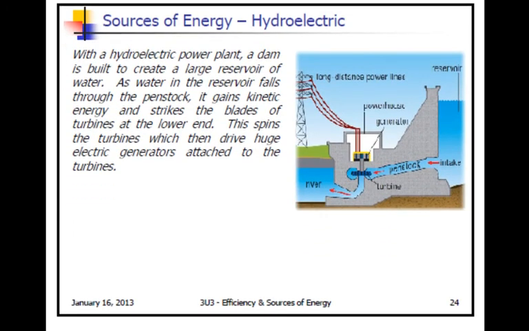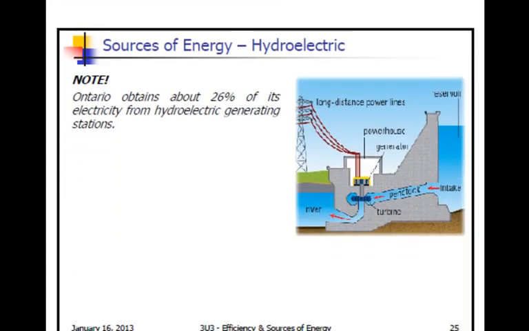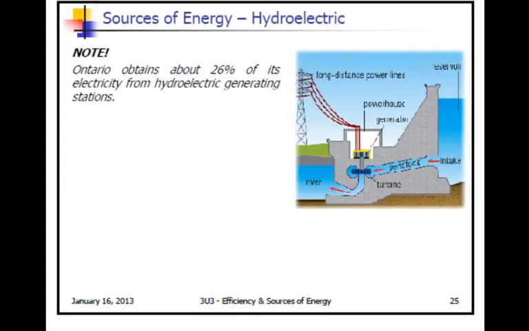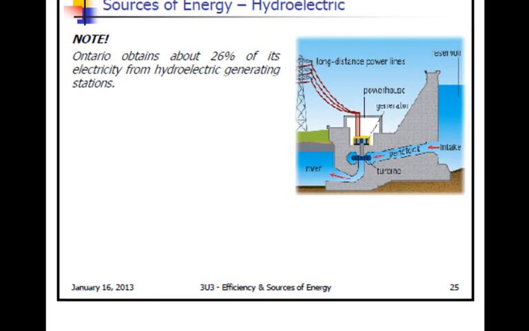Generally, I just kind of said what happens, but any time there's a change in elevation of a river or a water source, we can create a dam, which will let in some water at a time through the dam, and as it does that, that water would turn a turbine, which can generate the electricity we need. And about 26% of Ontario's energy comes from hydroelectric generating stations.